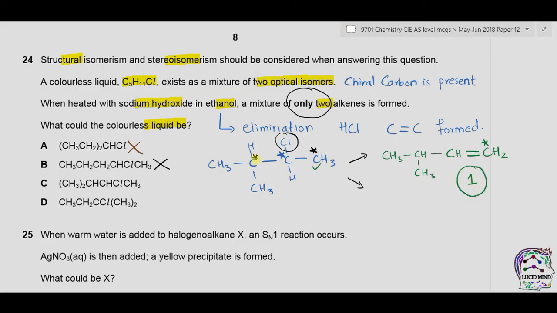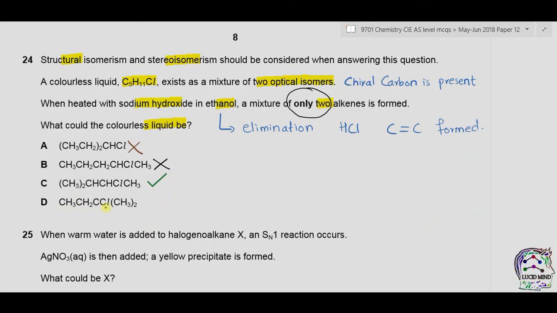In the second scenario, if a hydrogen atom is removed from this carbon atom, then the product formed will be like this: CH3, then we have carbon double bonded with this carbon, and we have CH3. Now with this double bonded carbon we can see that similar groups are attached, therefore cis-trans is not possible, only this product is present. So in total we have 2 alkenes being formed, so the second option is also correct. So C could be the correct answer.